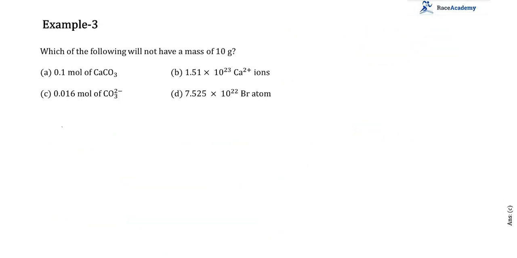Which of the following will not have mass 10 grams? Here we have 0.1 mole of CaCO3 given. The 0.1 mole of CaCO3 equals 0.1 into its molecular mass, which is 100. It is 10 grams. So this correctly came as 10 grams.